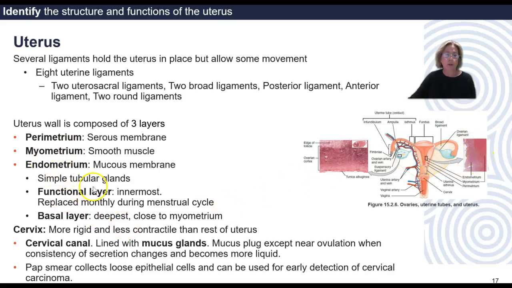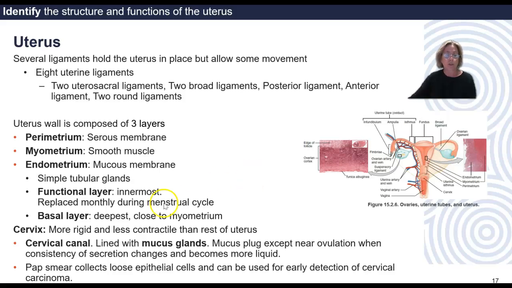Now, the endometrium contains 2 layers itself. It also has these simple tubular glands that obviously are going to secrete fluid. The functional layer is the innermost layer, and this is the layer of the endometrium that is replaced monthly during the menstrual cycle. And then we have a basal layer, which is the deepest, and it's the closest then to the myometrium.